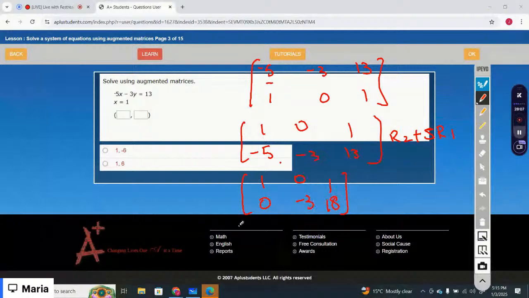Now you have to divide this row by 3 because you need to make 1 over here. So when you divide this row by 3, it would be 0, -3, it would be 1 and -6. So x is 1, -6.